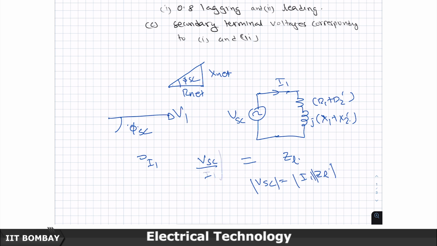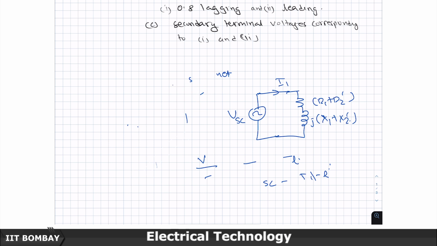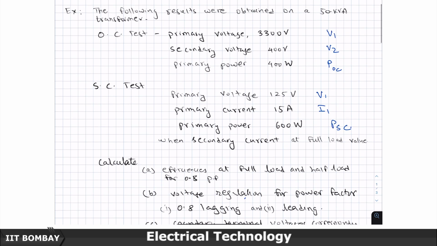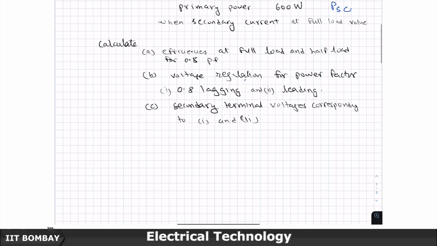But this problem does not require us to calculate the parameters of the transformer. It is directly asking us to calculate the efficiencies, the regulation, the performance of the transformer as seen by the end user. So, let us proceed with that. First, let us see what all we are asked to calculate. A, calculate the efficiencies at full load and half load at power factor 0.8.